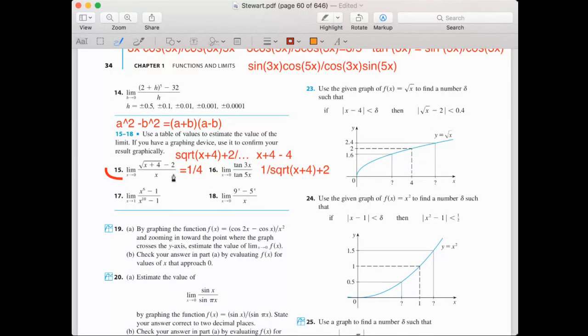Okay, the first step is we multiply by this conjugate, a plus b. The second step, we get a squared. We get the square root of x plus 4 squared. The square root of a square, so then you get x plus 4. Right. That's how we get rid of this square root. So x plus 4. Then minus b squared. b is 2. What's 2 squared? 4. That's how you get x plus 4 minus 4. That's right. So then x divided by x becomes 1. Okay, any other question?